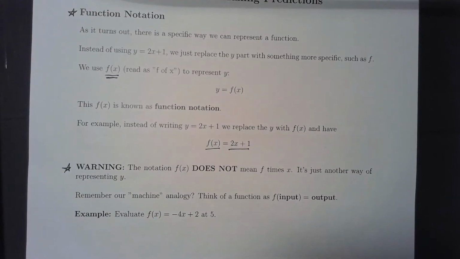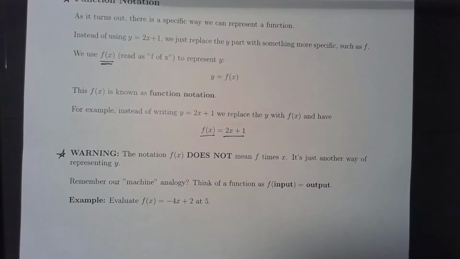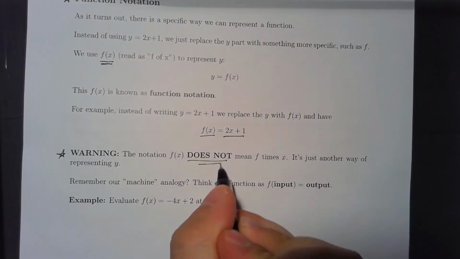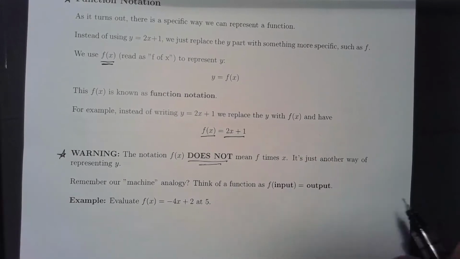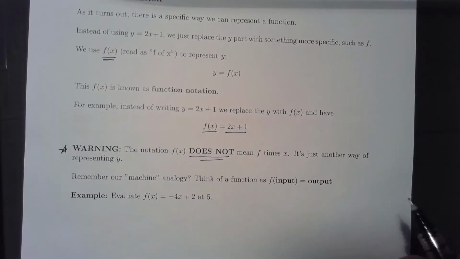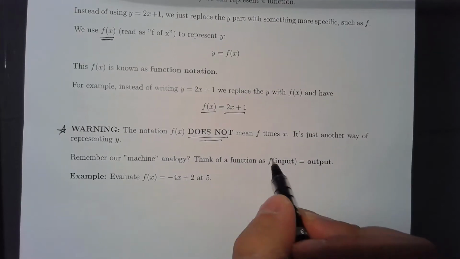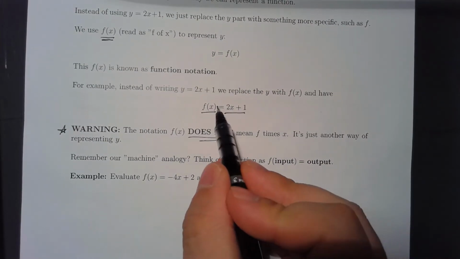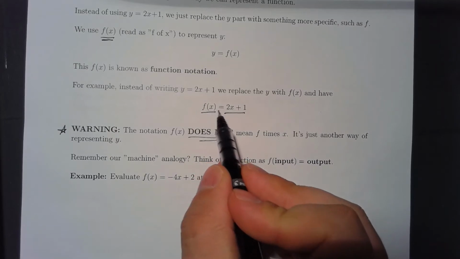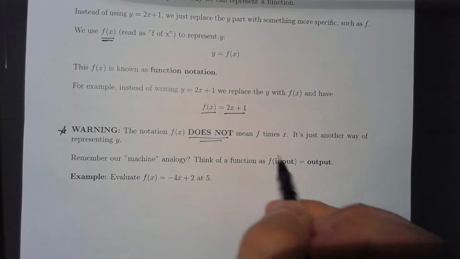Here's a big warning right here. This does not mean f times x. Just think of it as this: we take our input for x, so we plug something into our function, and then we get an output for y. That's all it is.